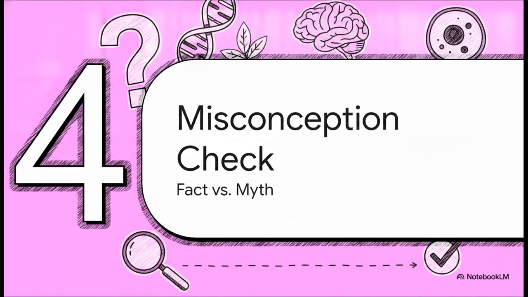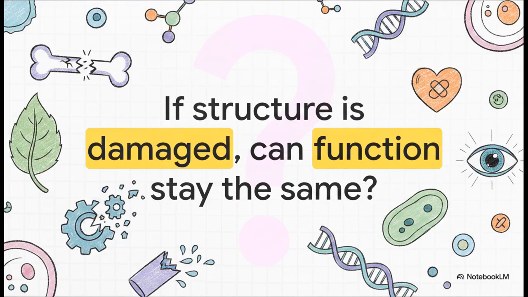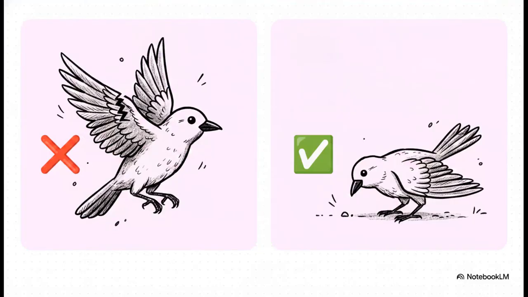Section 4. The Misconception Check. Before we move on, take a quick second to really think about this trap that a lot of people fall into. If a living thing's structure is altered or damaged, can its function remain exactly the same? Like, if a physical part changes, can the job it does stay perfectly intact? Well, the answer is a resounding no.